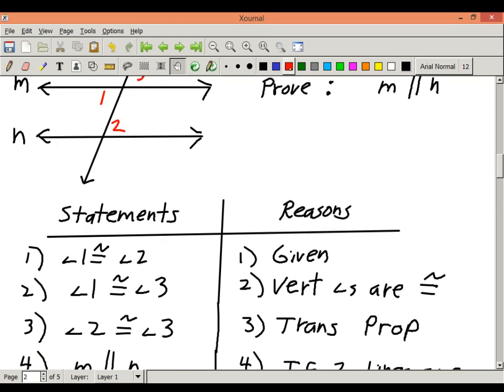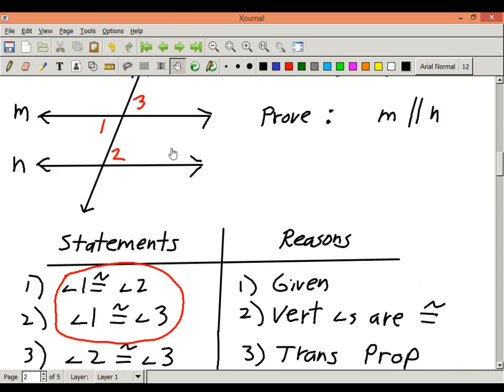Now, if you take these two statements together, and we do this a lot as you've seen so far this year, angle 2 is congruent to angle 1, angle 1 is congruent to angle 3, so that means angle 2 must be congruent to angle 3 by the transitive property. So now we've got angle 2 congruent to angle 3. Well, look back up at your drawing. Look at angles 2 and 3.